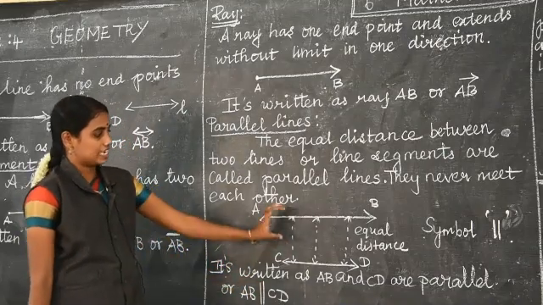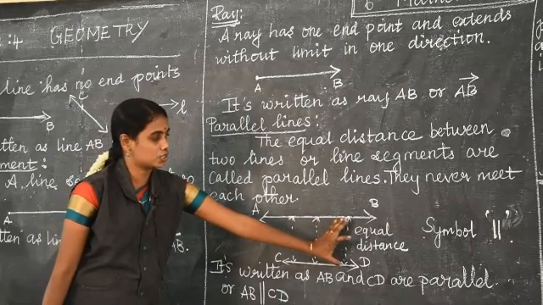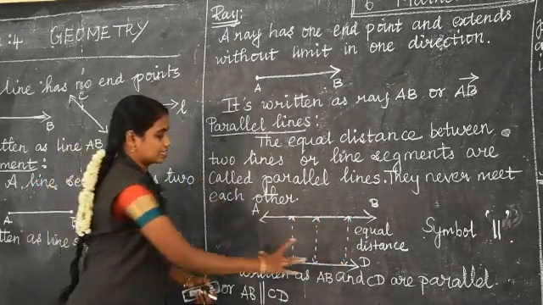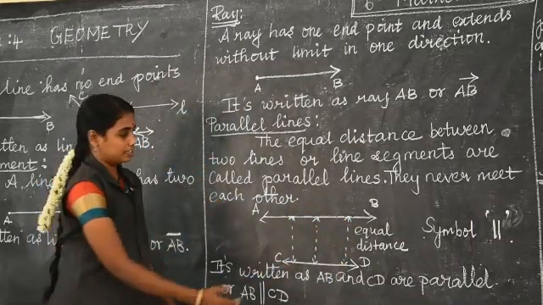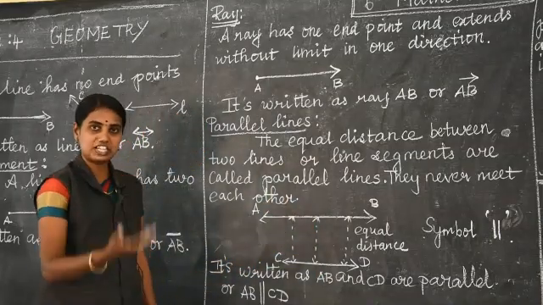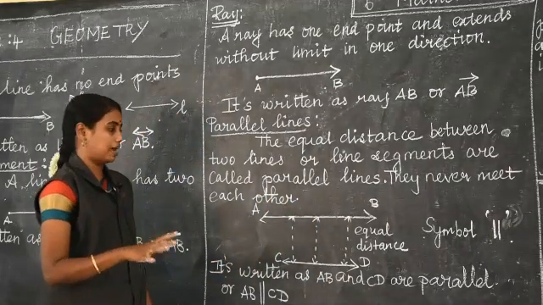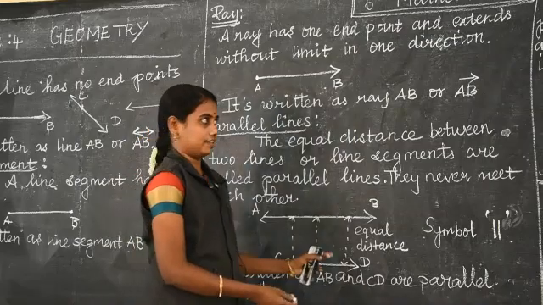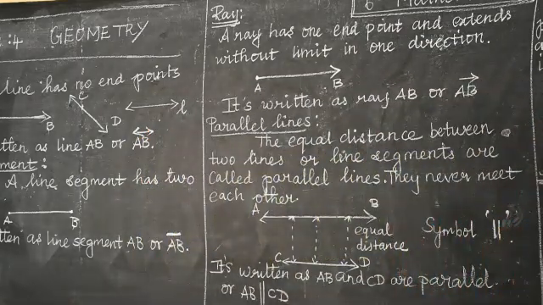Clear everyone? The equal distance between two lines or two line segments. The length doesn't matter. It may be the shortest one, longest one, or equal. That doesn't matter. The distance between them matters here. Next, intersecting lines.